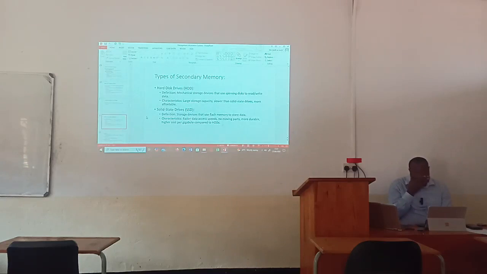Types of secondary memory: we have hard disk drives. This is a mechanical storage device that uses spinning disks to write or read data. If you open inside a hard drive, you find a metal disk. Usually there are two, if not three, if not four. And then you find the read-write head there.